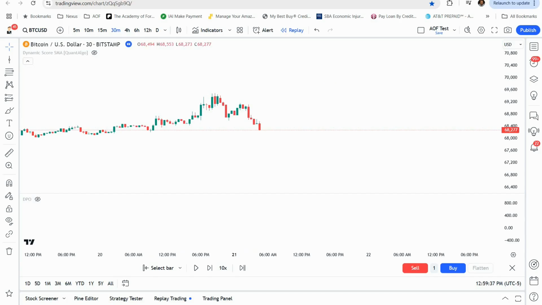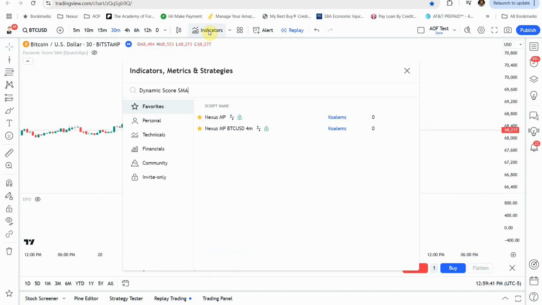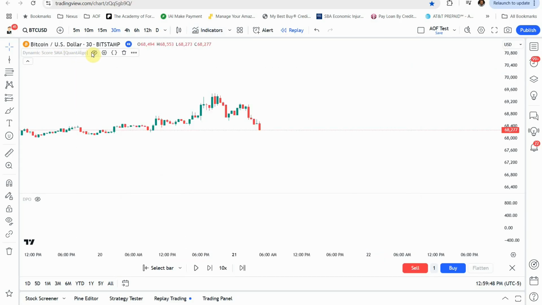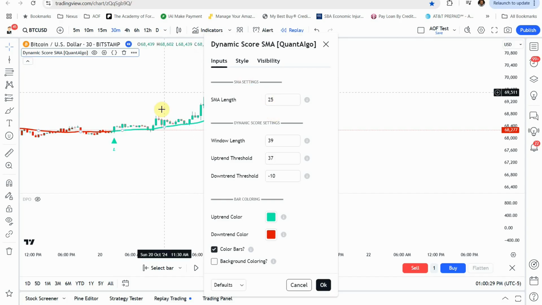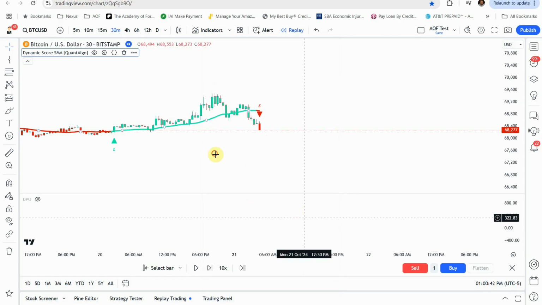The first indicator we will add to the screen is going to be the Dynamic Score SMA, this one right here. Go ahead and click on that and add it to the screen. And then we'll go ahead and jump into the settings. And what you'll do is you'll change the SMA length to 25, you'll change the window length to 39, and the uptrend threshold to 37. And everything else stays on the default. Go ahead and click OK.